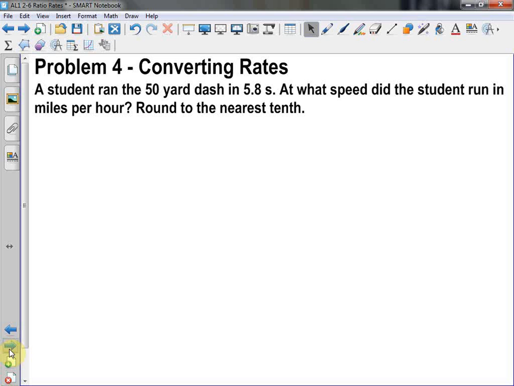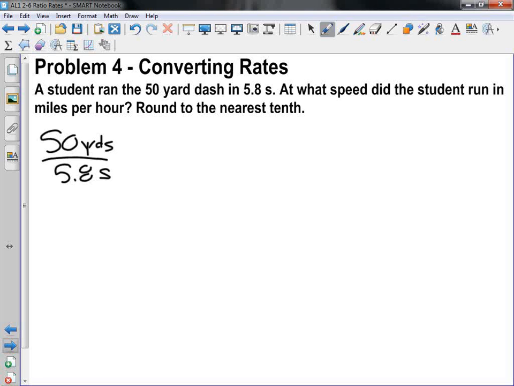Okay, here we have a student ran the 50-yard dash in 5.8 seconds. What speed did the student run in miles per hour? Okay. Now this is one of the ones I told you takes more than one step. So we're going to want to keep our steps written down and everything. So right now I have yards and seconds, right? Which one do you guys think should go on top? Yeah, the yards, right? So 50 yards over 5.8 seconds, right?